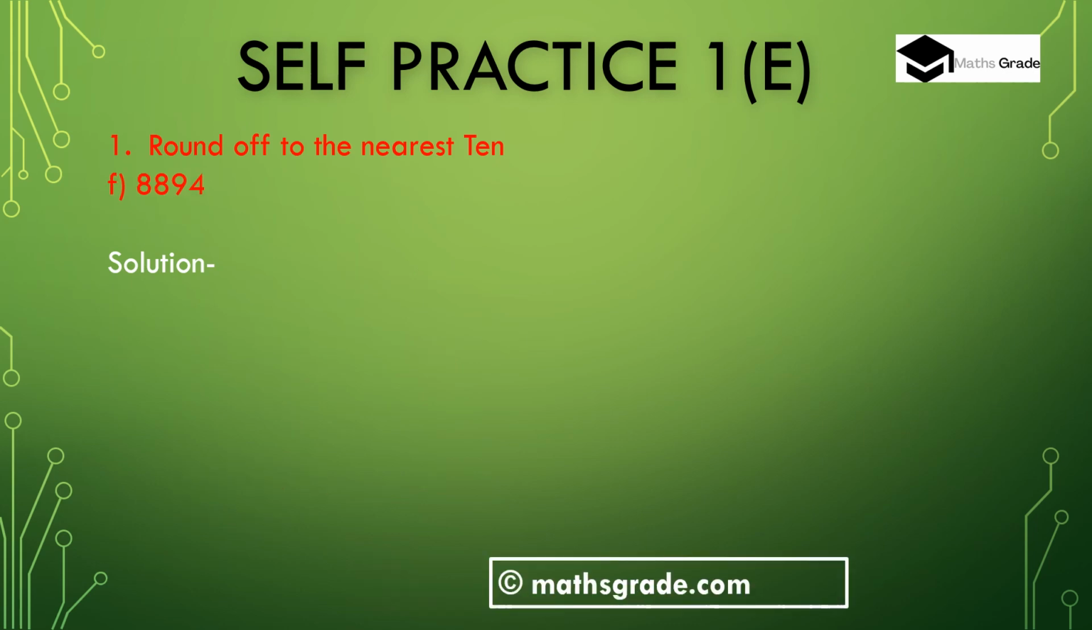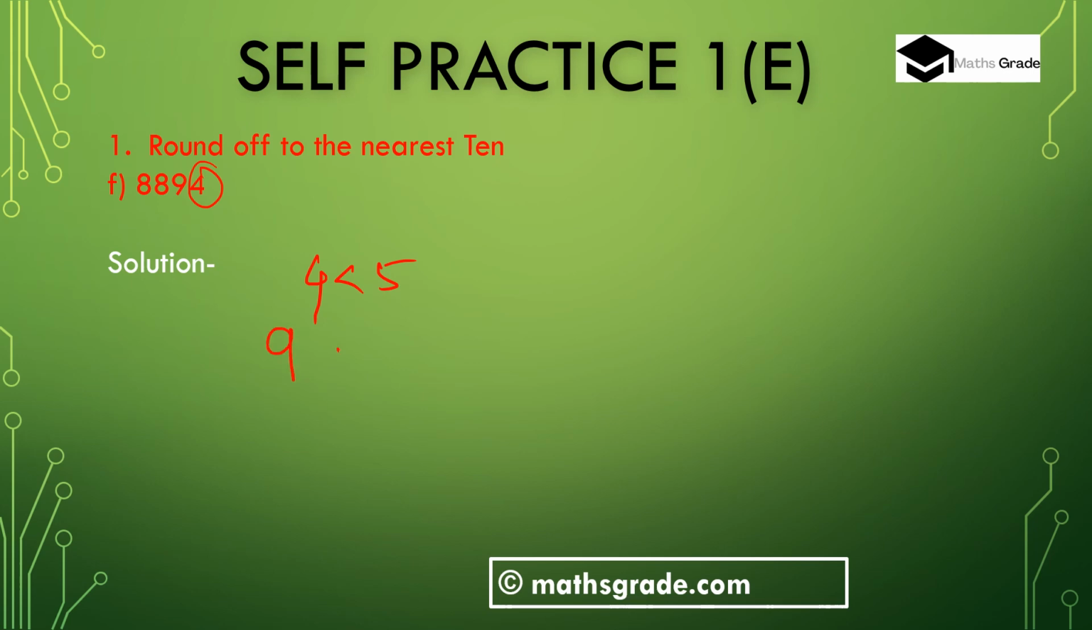Now question number F B, 8894. Round off this number to the nearest 10. When we round off the number to the nearest 10, just look at the unit place digit. Here the unit place digit is 4. 4 is less than 5. So just write down the tens place digit as it is, that is 9.